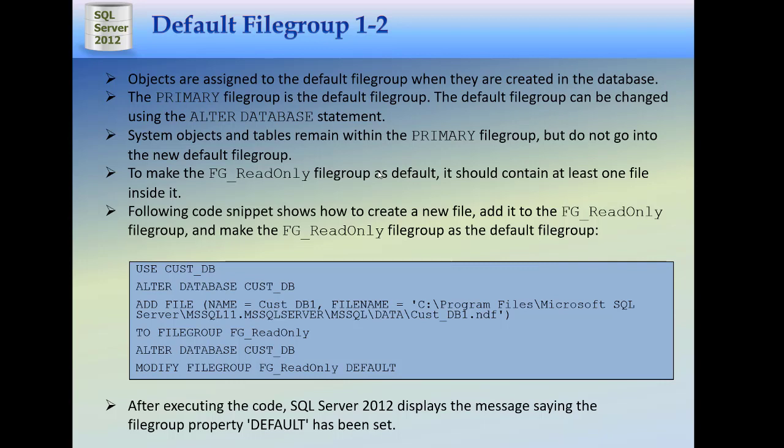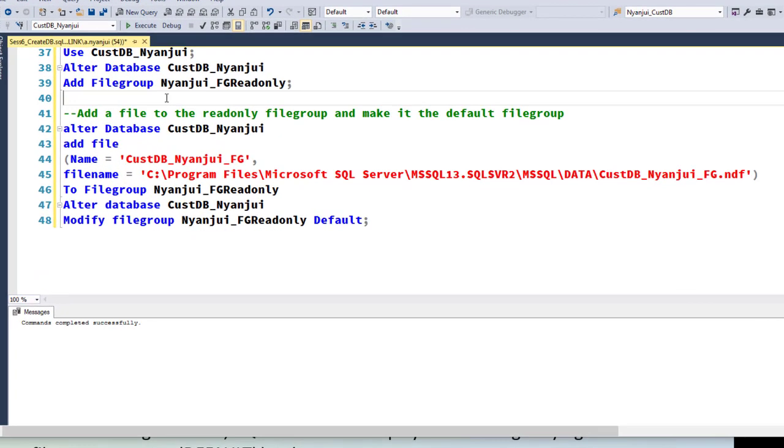The following code snippet shows how you can create a new file, add it to the FG read-only file group, and then make this FG read-only file group the default file group. What you're going to do is copy this, then paste, then we continue. Okay, I've pasted. Let me save my work very quickly in case of anything.